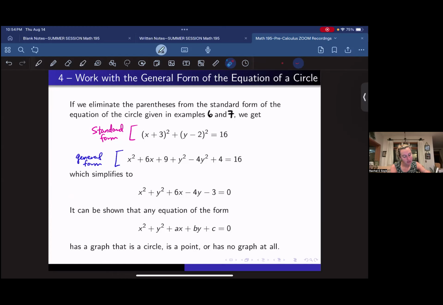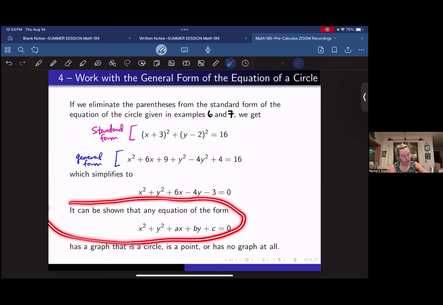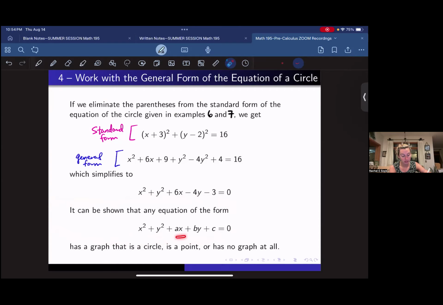Maybe we should touch upon this really quickly. So if any equation in the form of x squared plus y squared plus ax plus by plus c equals 0, then we know that it has a graph of a circle or it has no graph at all. So if you're able to graph it, then we're looking at a circle. But if we're not, then we can't even graph it.